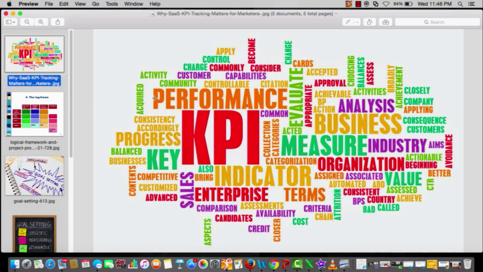You can already see that when you hear the word KPI, it means performance, it means measuring progress, it's an indicator, it's used in business, it's also used to do analysis. There are so many things attached to key performance indicators.